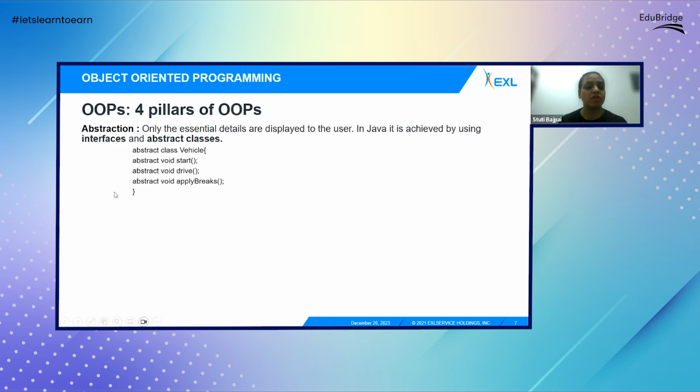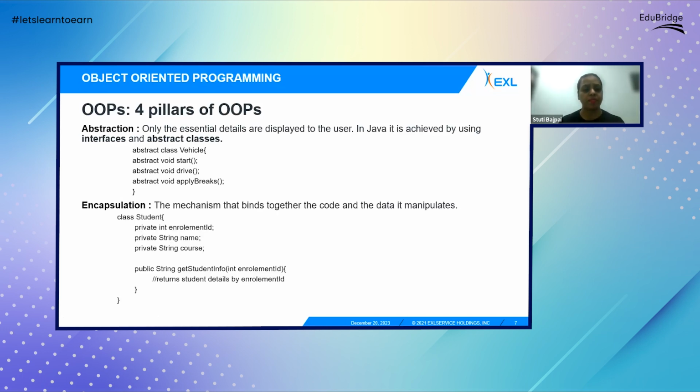The interfaces are the same, like you created abstract class vehicle. If I need to create an interface, I'll create interface and then vehicle, and then I'll provide these methods, for which I'll need to provide the implementation, but abstraction is not about the implementation.